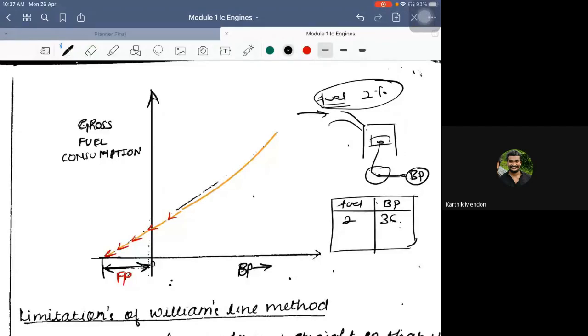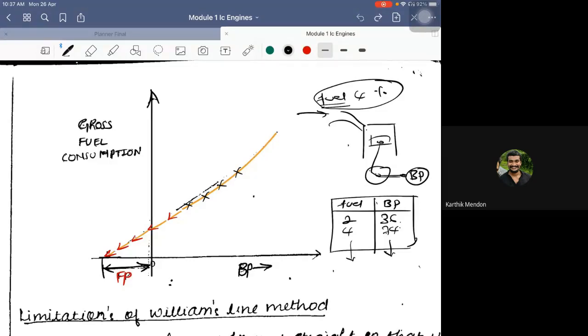Increase it to 4% now. So if I increase it to 4%, what is the amount of brake power you are getting? So 74 something. Like that you have to go on, tabulate the values, and for these particular values, you have to plot a graph. While you mark the graph, you have to join the points.